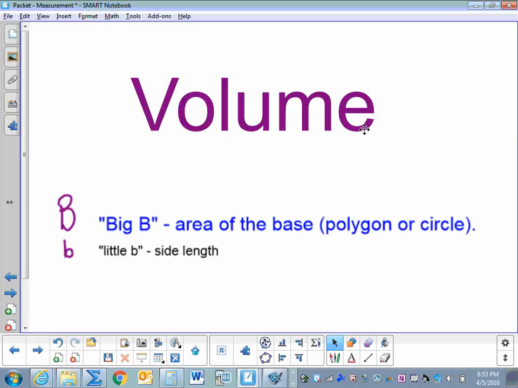Today we'll be talking about volume. And up to this point in our formulas, we've been using a little b, and that's indicated the length of a side. But today, we're going to introduce the big B, which means the area of the base. So it's going to be the area of the polygon or circle.